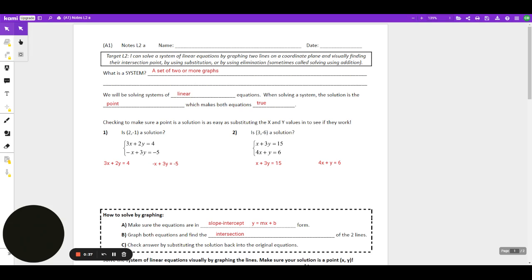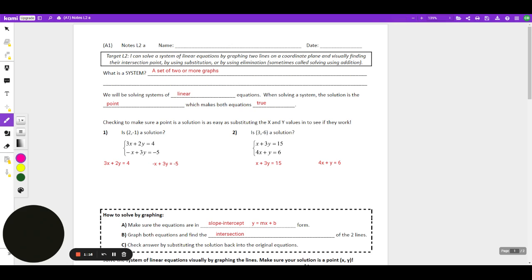So let's go ahead and take a look at what that means for our graphs. So for question number 1, we are asked, is (2, negative 1) a solution to this system of linear equations? All I've done so far is just copy down each one of these equations below so that I can do my substitution without having anything underneath of each one of the equations.